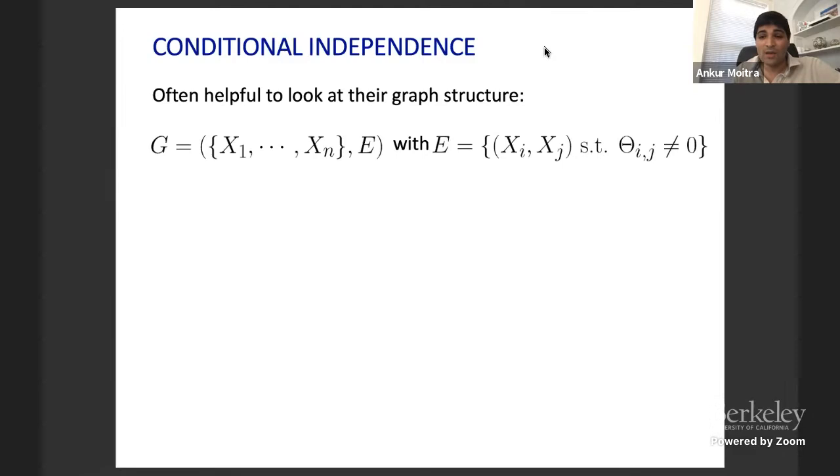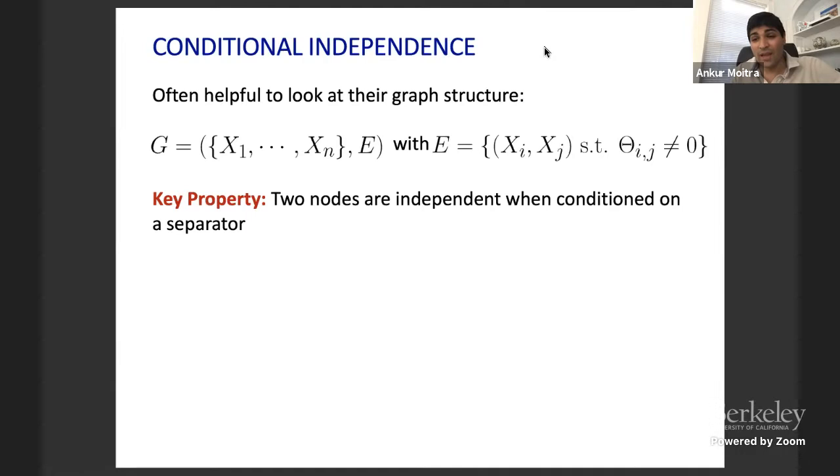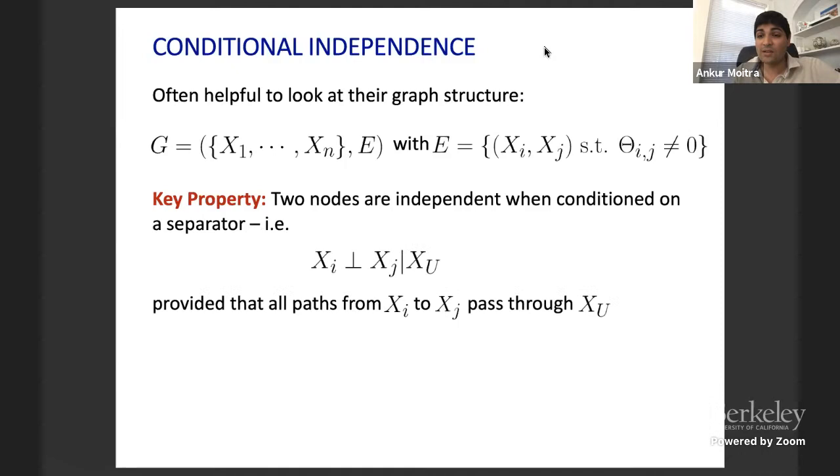So what you can do is take these kinds of high-dimensional distributions and associate a graph with them. If it's an n-dimensional Gaussian, you create a graph on n nodes, where you put an edge if and only if the corresponding entry in the precision matrix is non-zero. The important thing is that the graph really captures the conditional independence aspects of this model, because two nodes turn out to be independent, conditioned on a separator, if and only if that separator blocks all paths in a graph theoretic sense, that any path from i to j must pass through the set X_U, which you're conditioning on.